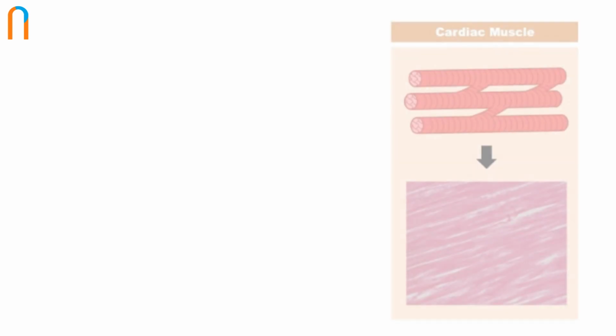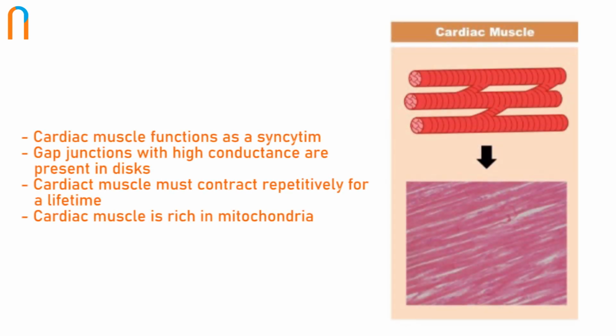Cardiac muscle functions as a syncytium, that is, a stimulus applied to any part of the cardiac muscle results in contraction of the entire muscle. Gap junctions with high conductance are present in intercalated discs between adjacent cells and facilitate conduction of the cardiac impulse from one cell to the next.